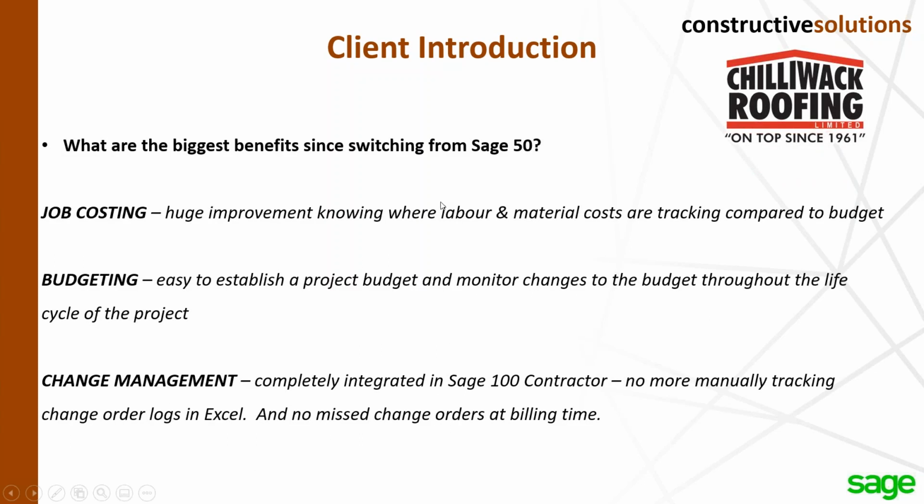What are the biggest benefits since switching from Sage 50? Job costing was a huge improvement, knowing where labor and material costs are tracking compared to a budget, and I'll certainly show you that today. There's the budgeting process and how we can create a budget, and then monitor changes to the budget throughout the life cycle of the project. And from a change management perspective, it's completely integrated into Sage 100 Contractor. There's no more manually tracking change order logs in Excel, and you're not going to miss billing for change orders when you're invoicing a project. So it mitigates the risk of leaving money on the table, really.